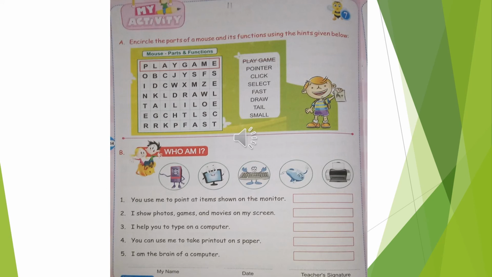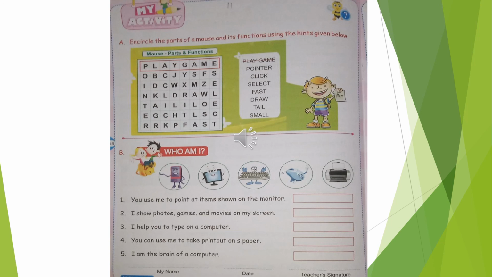See children, here some activities are given for you. My activity. Okay. A. Encircle the parts of a mouse and its function using the hints given below. Okay. See children, here some hints are given for you. You have to choose one option from there and encircle it in the given box. Clear? This is a very easy and interesting exercise.